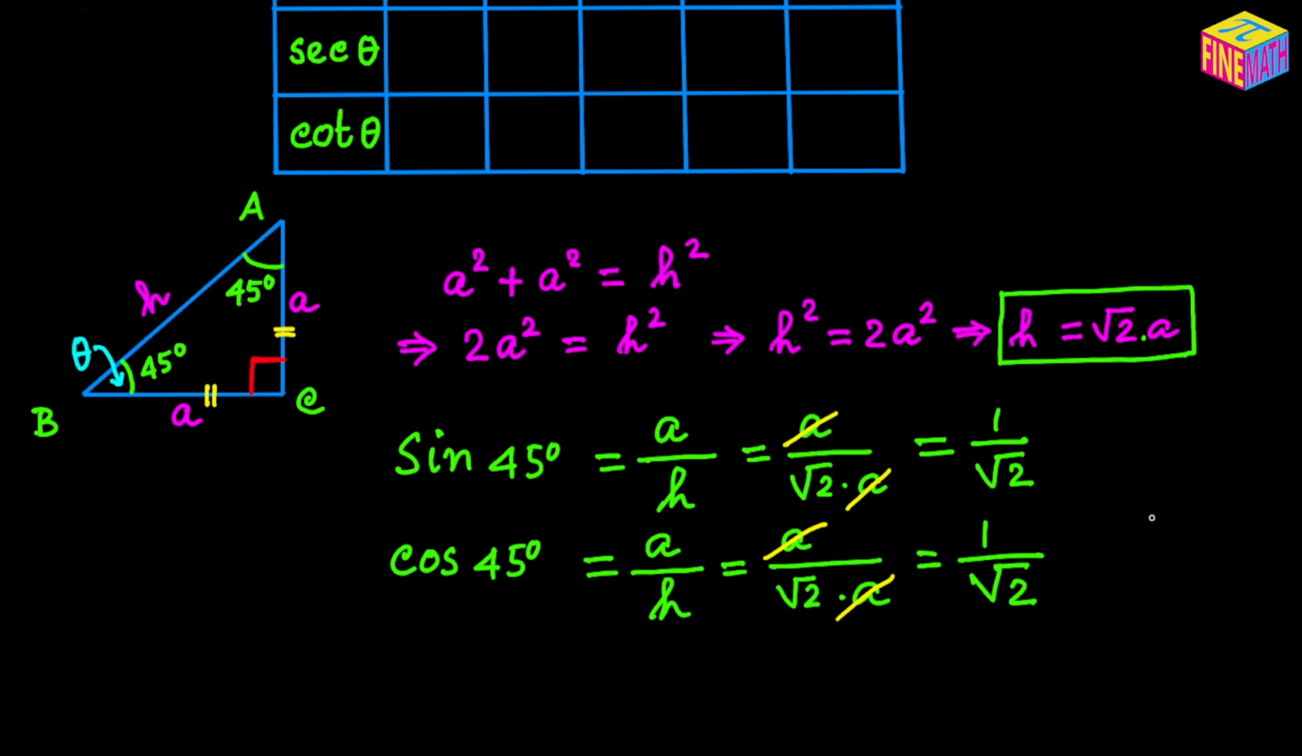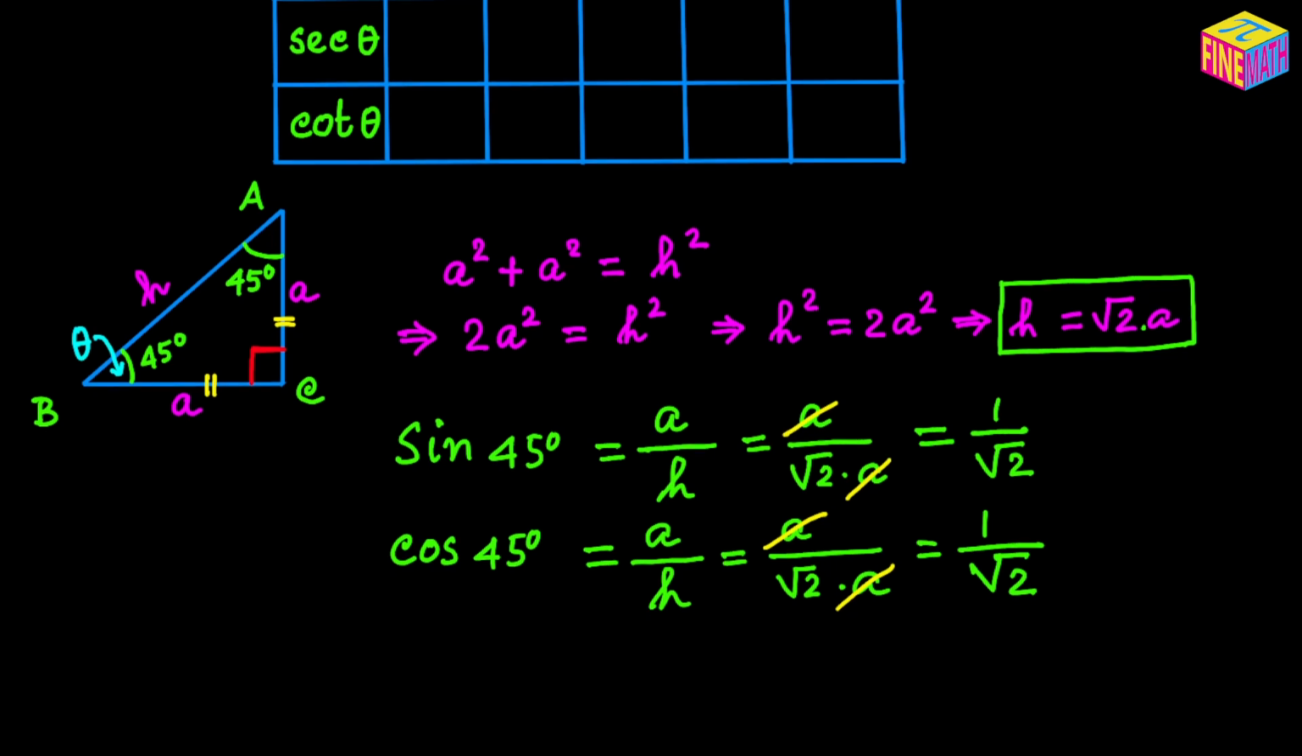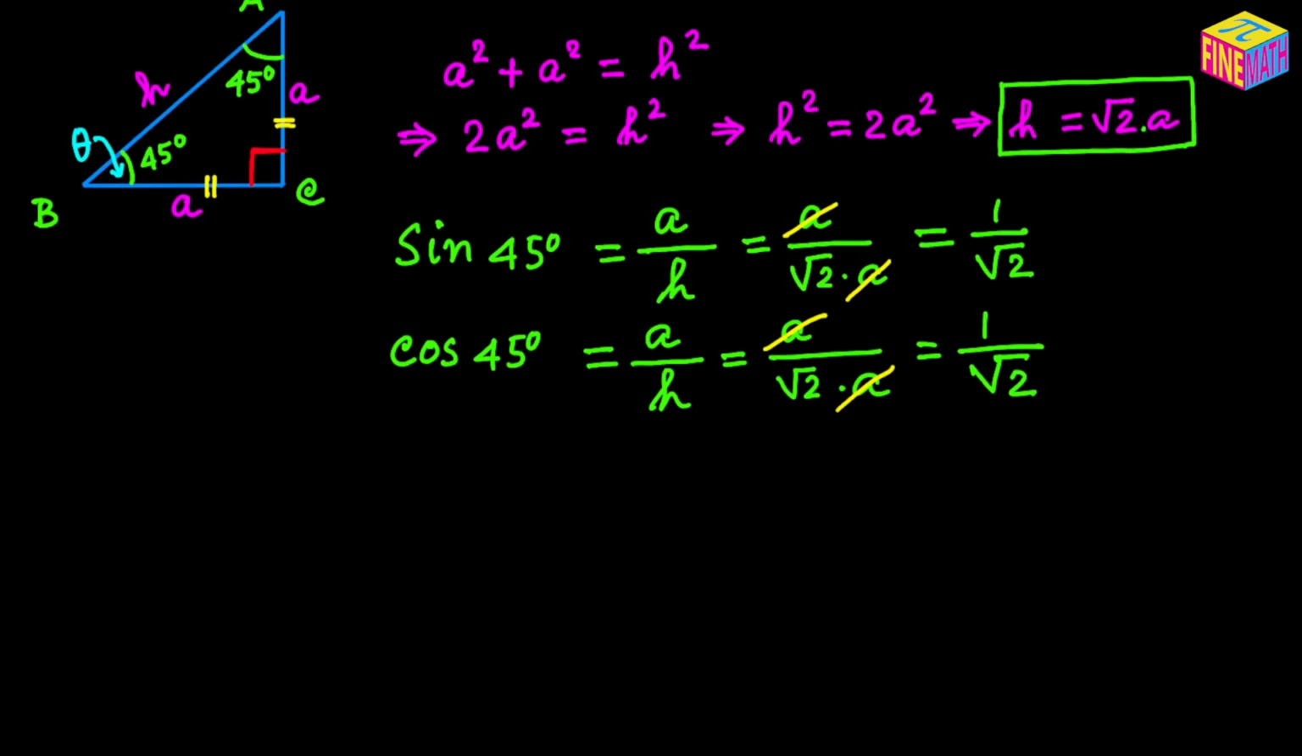Now what about the value of tan 45 degree? Well, we can do it in two different ways. So let's find the value of tan 45 degree. Let me write it down here. Tan 45 degree will be opposite side divided by adjacent side, which in this case will be A divided by A, that will be equal to 1.